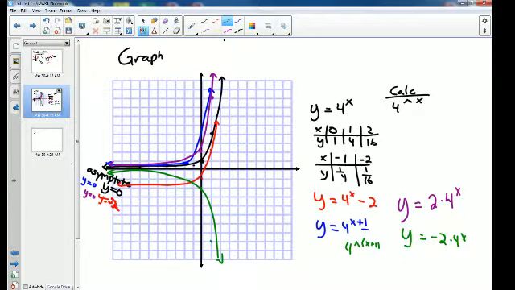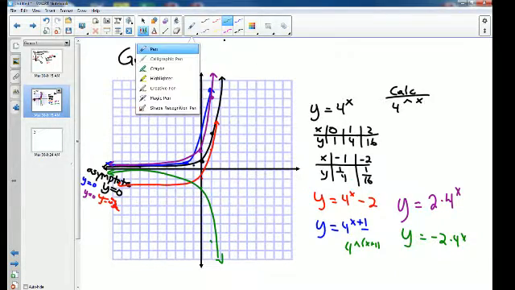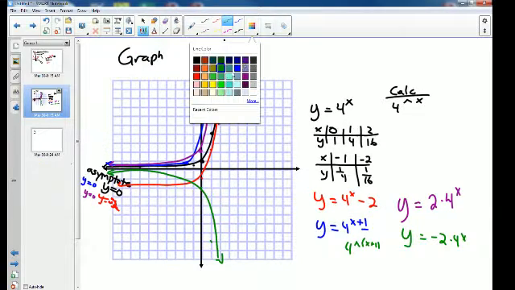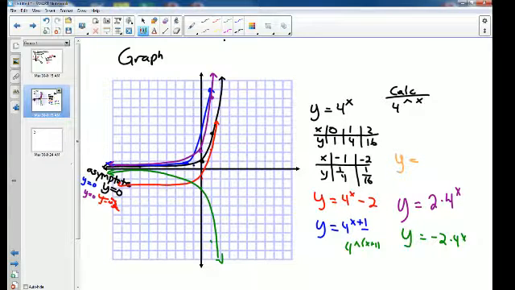Okay, and then if I put the negative in the x, what is that going to do? It reflects it around the y-axis. One more here. What was the asymptote? It's still 0. Okay, the orange, the negative is in the exponent. That's a reflection over the y-axis.